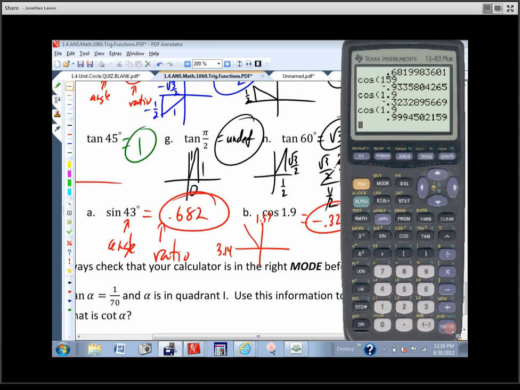So if you know what you're looking for, if you drew a picture of this and say, hey, I know I'm going to get a negative for an x value, for a cosine value, and it spits out a big positive number, you know you've got it in the wrong mode, or you typed something in wrong. Does that make sense?